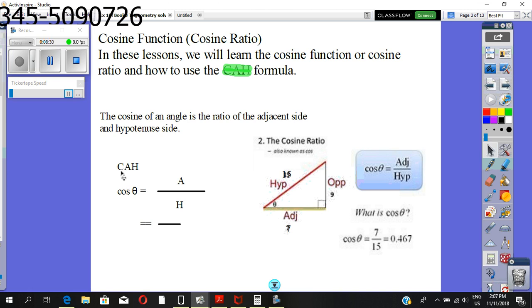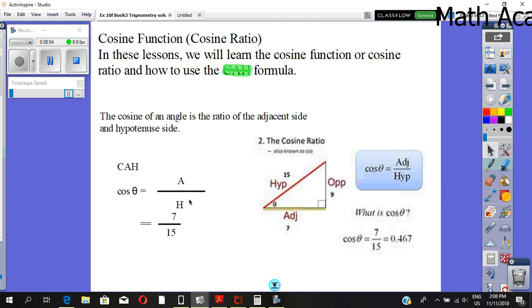First of all, you're supposed to write CAH, cos theta, and then recognize the adjacent. Adjacent is given over here, which is 7, and the hypotenuse is 15. So cos theta equals adjacent over hypotenuse, which is 7 over 15. We're supposed to write the correct ratio.